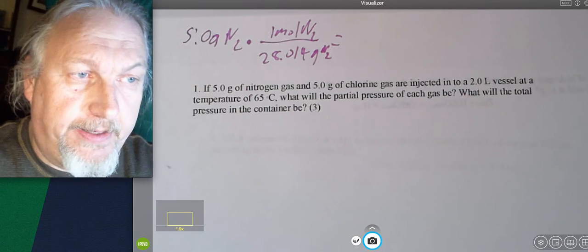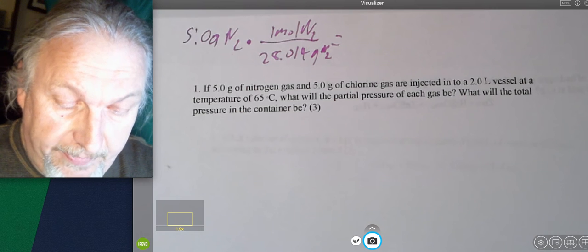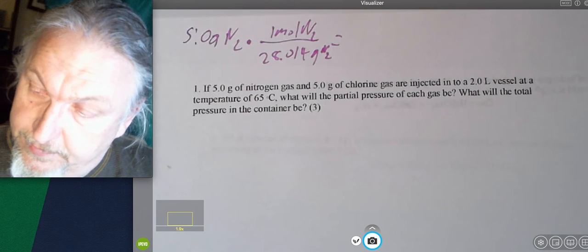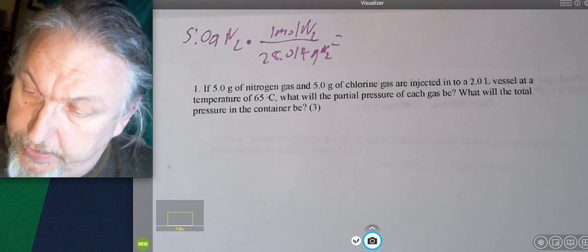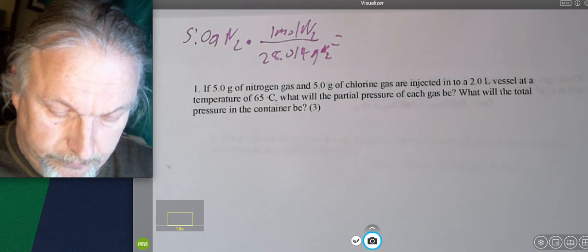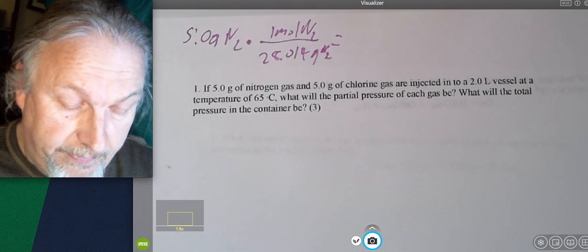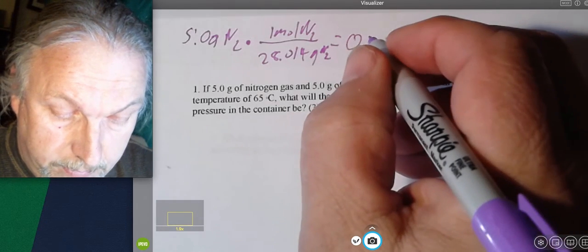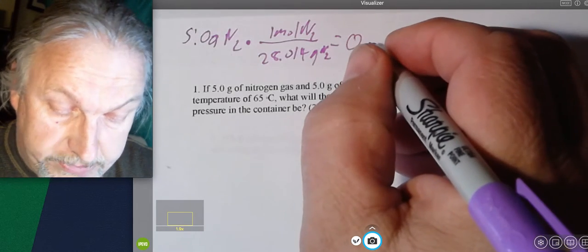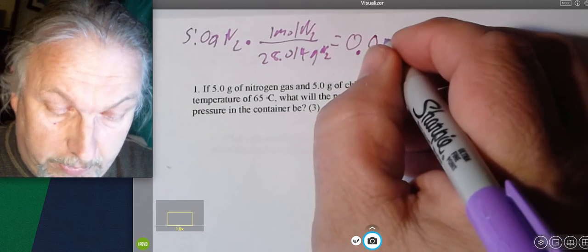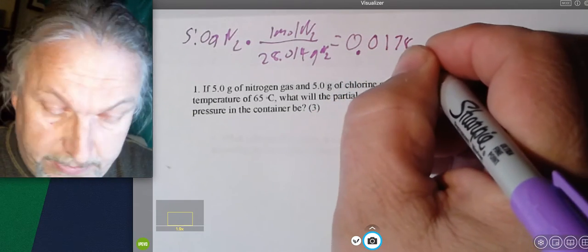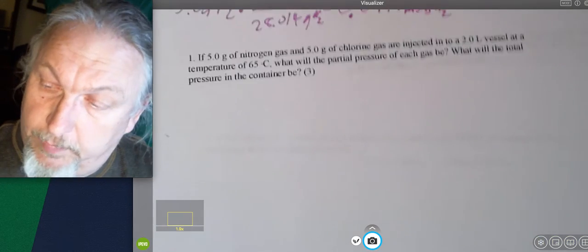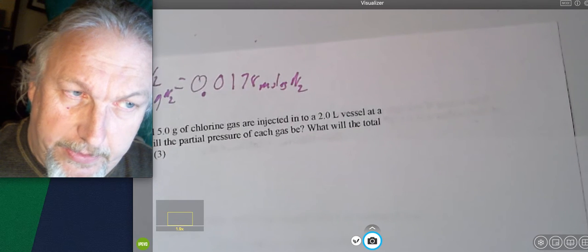If I do the math behind that, let me get my calculator out, that's going to equal 5 divided by 28.014. That's going to be 1.78 times 10 to the minus first, or 0.178 moles of nitrogen. So we'll go ahead and do the other one too.